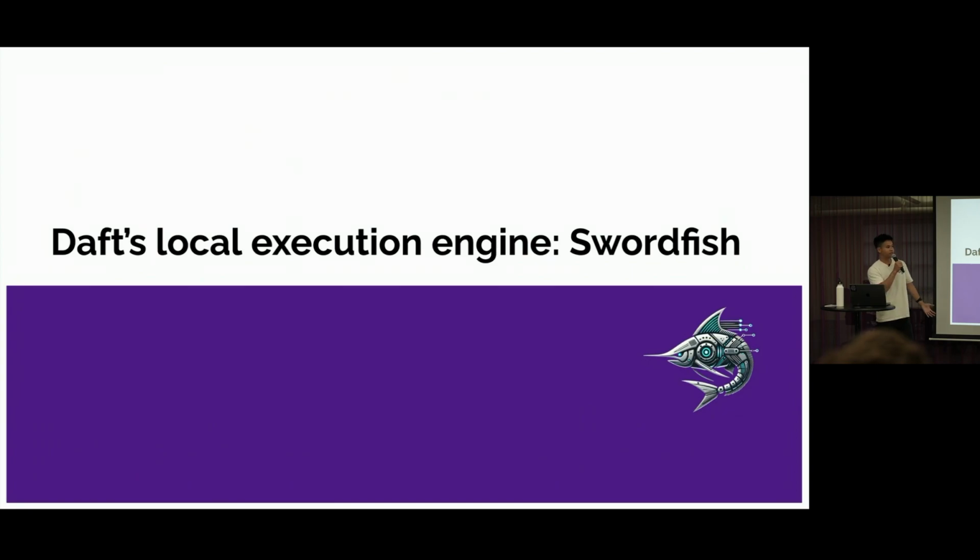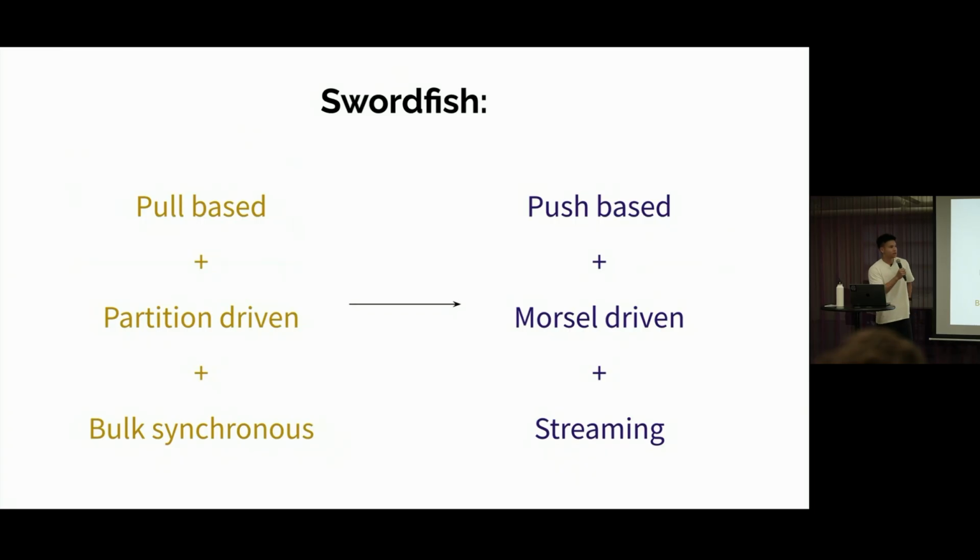So now that we've gone through the three different design options, driving execution, how do we parallelize operators, how do we do streaming or bulk synchronous, let's talk about Daft, and let's talk about what we chose to go for. We have a little pet name for the project. It's called Swordfish, because a swordfish is a fish that's fast. We didn't want a land-based animal because that's common, so we decided on seafood.